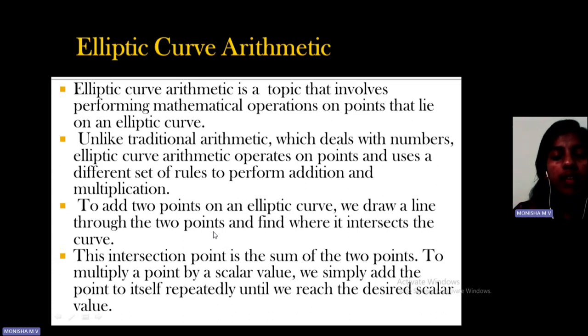So when we have to multiply the point by a scalar value, we will simply add the point to itself repeatedly until we reach the desired scalar value. So for the multiplication, we are going to repeatedly add the point to itself until we reach the desired scalar value. Scalar value is the multiplier value of the points in our elliptic curve.